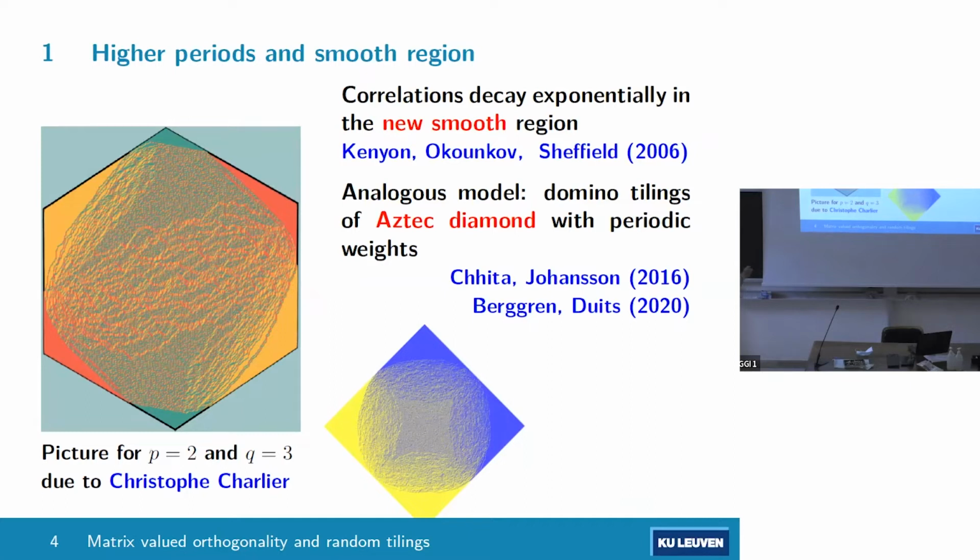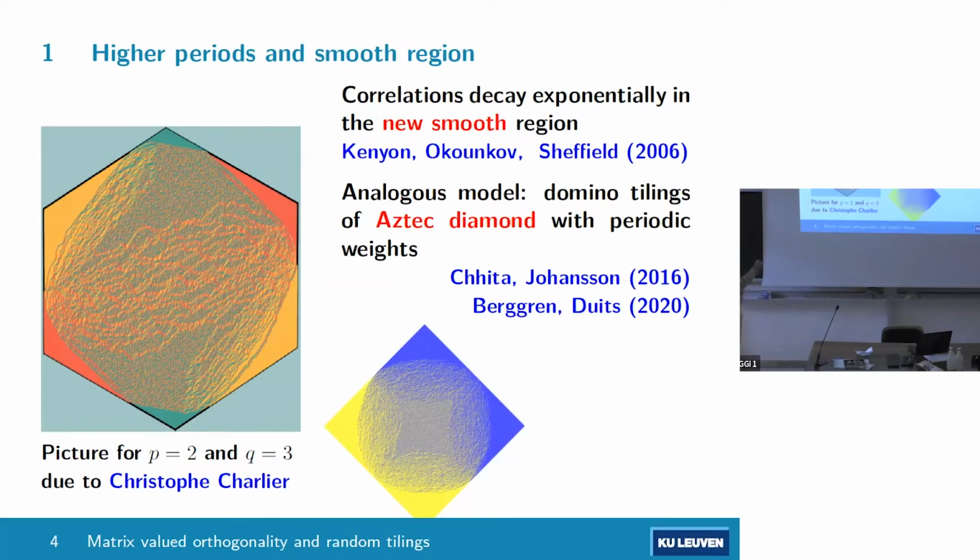This piece here, and also over there, this is known as a smooth region. There's still randomness there, so it's not a frozen region where everything is fixed. You see a rigid pattern here. But here correlations between tiles decay at an exponential rate in terms of the distance.